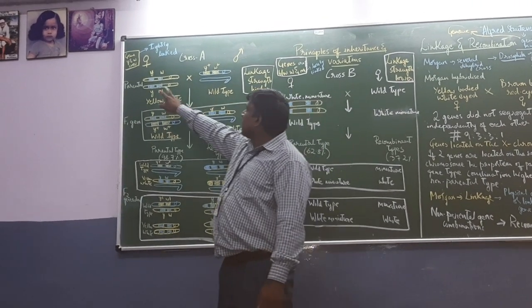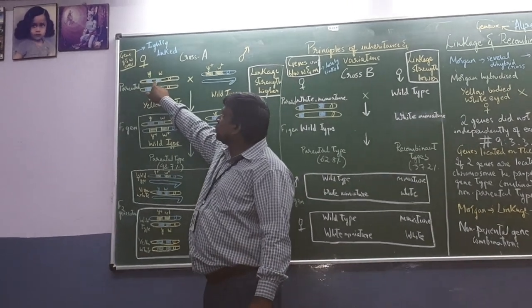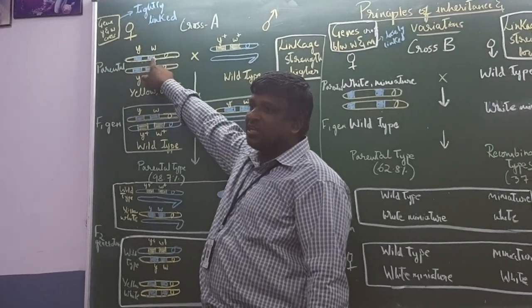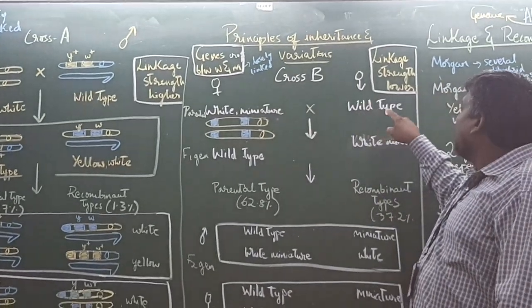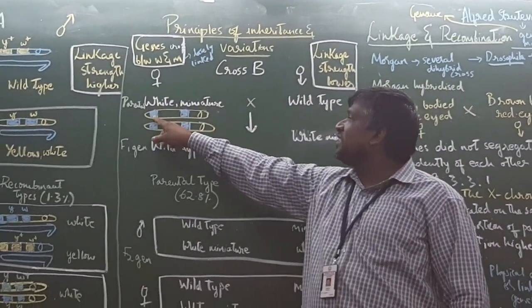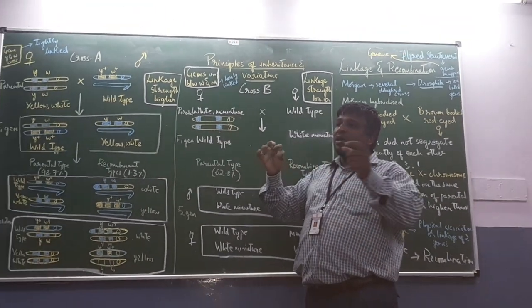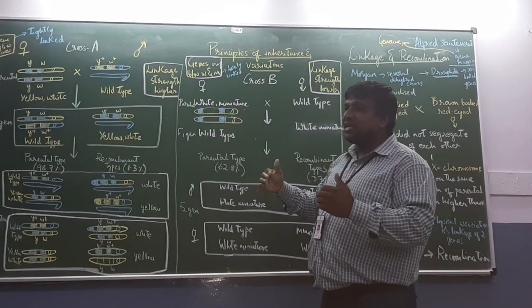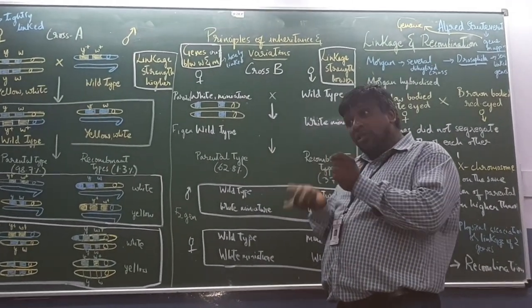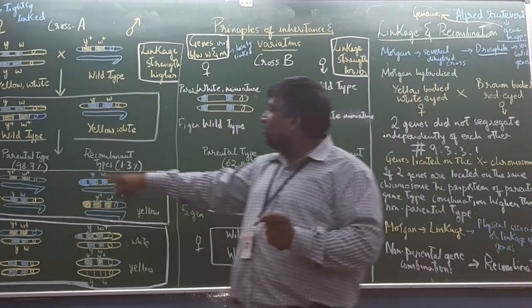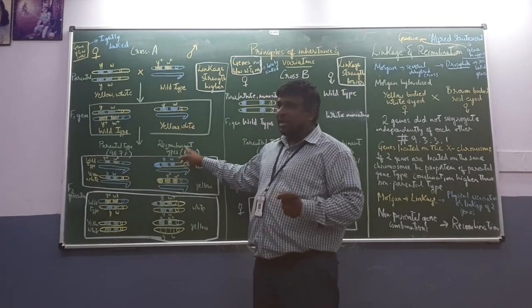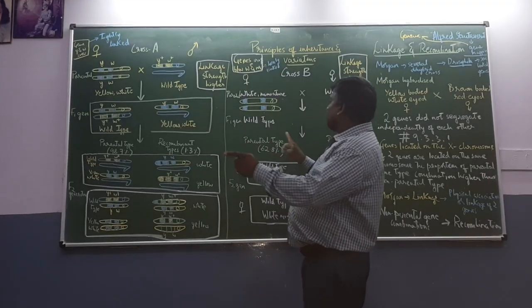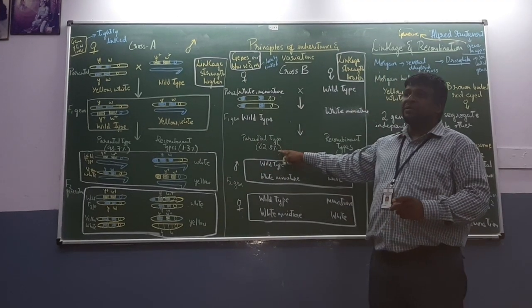And here what you can notice is Y and W genes are close together, whereas in a cross between white miniature and white type, you find that the genes are at a longer distance. What does it result in? The closer the genes are on the same chromosome, the more parental type percentage you will have than non-parental type. If they are further away from each other, the parental type is lesser.